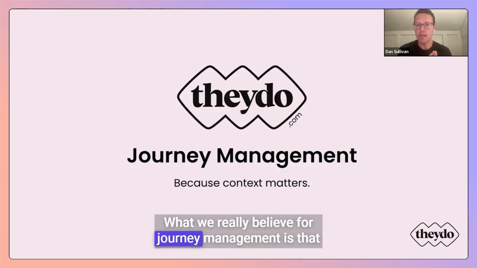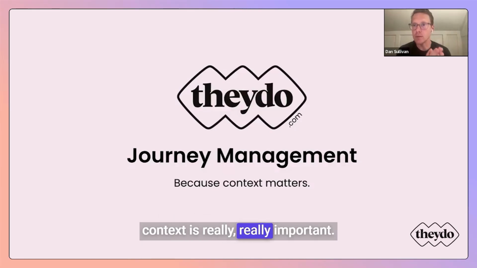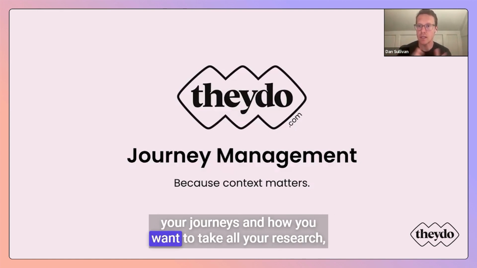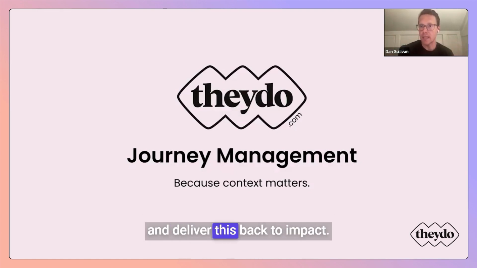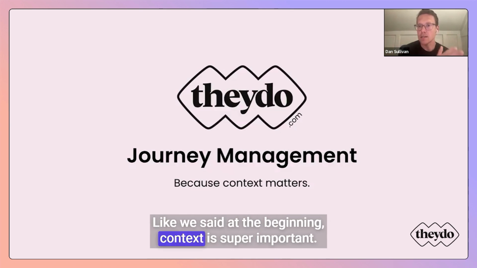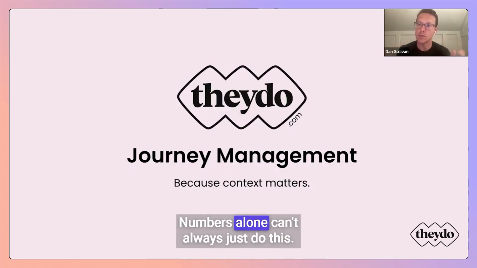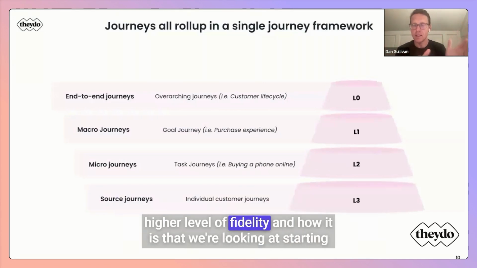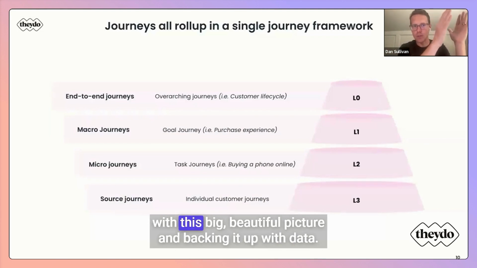What we really believe for journey management is that context is really, really important. So when you're thinking about how you want to structure your journeys and how you want to take all your research and deliver this back to impact, like we said at the beginning, context is super important. Numbers alone can't always do this. So taking a look at how Brian structured it, in terms of the higher level of fidelity, we're looking at starting with this big, beautiful picture and backing it up with data.